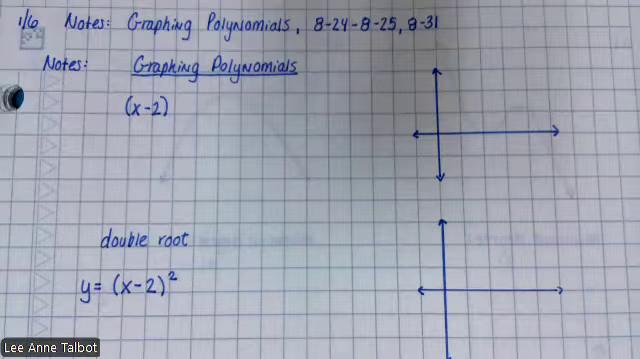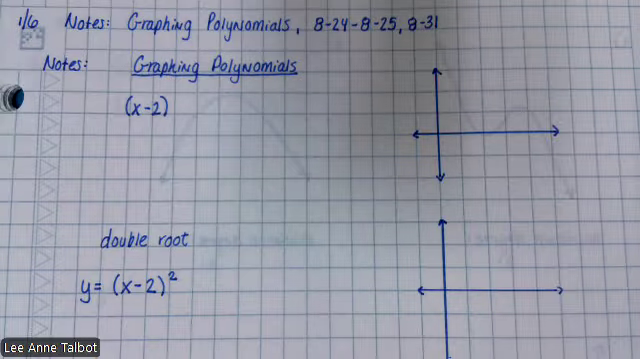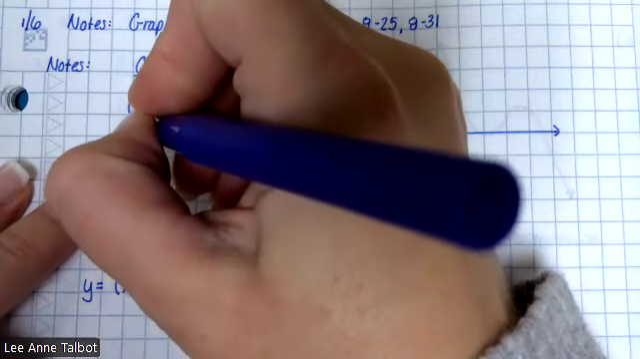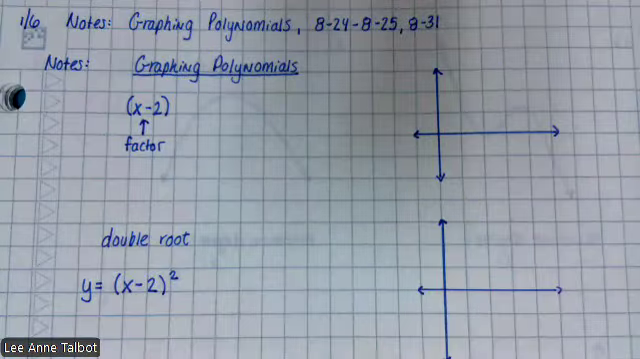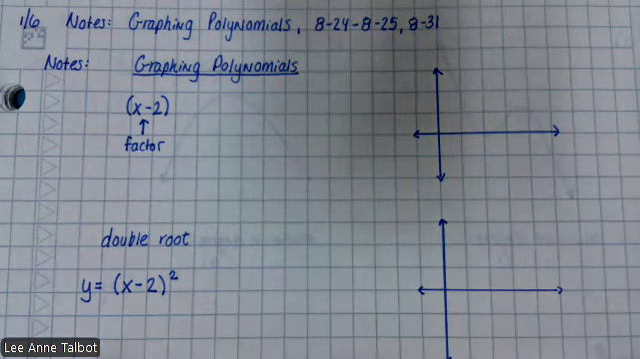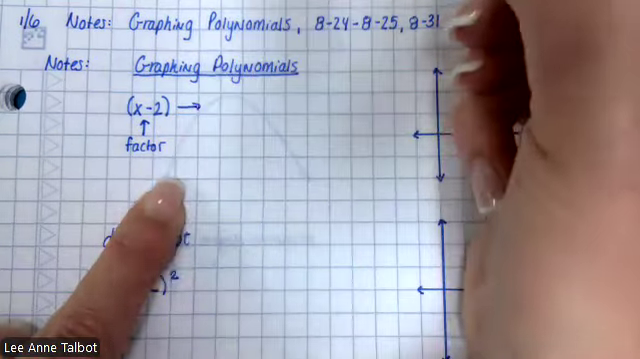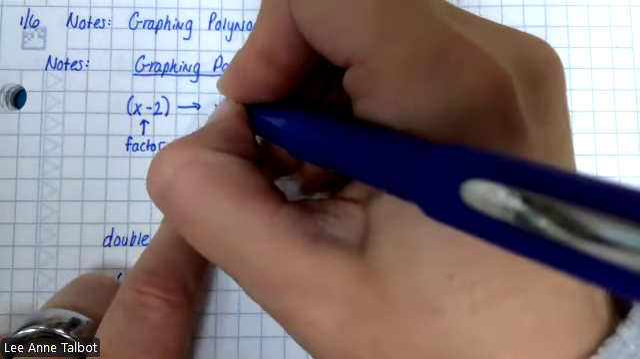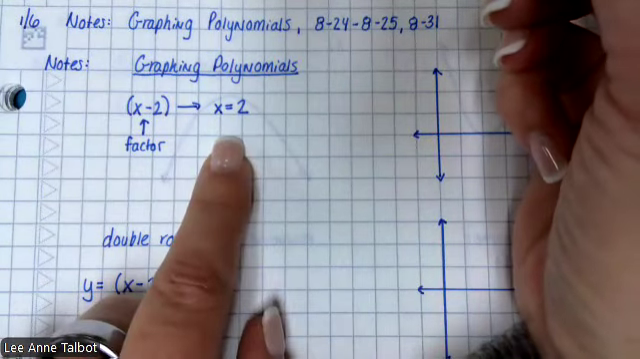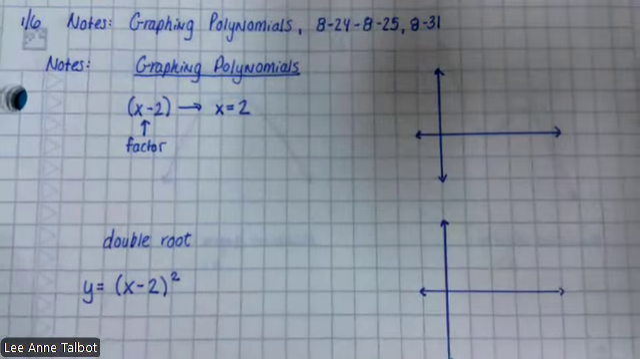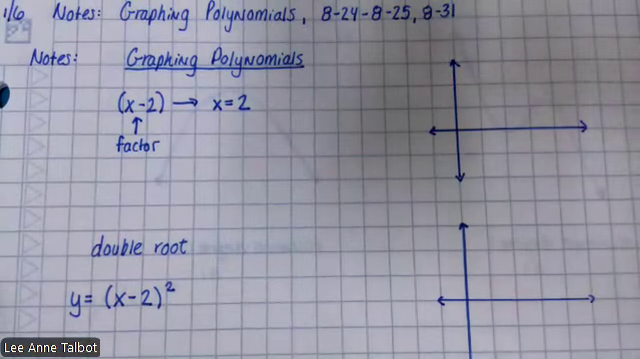Okay, everybody. So I want to review what we did yesterday. I'm going to start with this factor. So the first thing I'm going to do is talk about the vocab again. This is called a factor. It's a factor because it's in parentheses. A factor will give us x equals +2. So remember, when you take anything out of parentheses, zero product property, you change the sign. So it's +2.